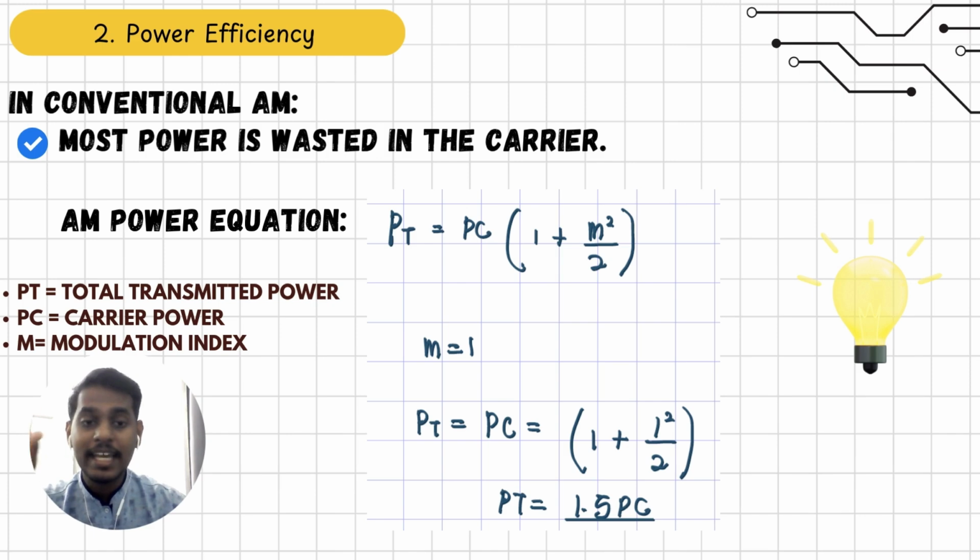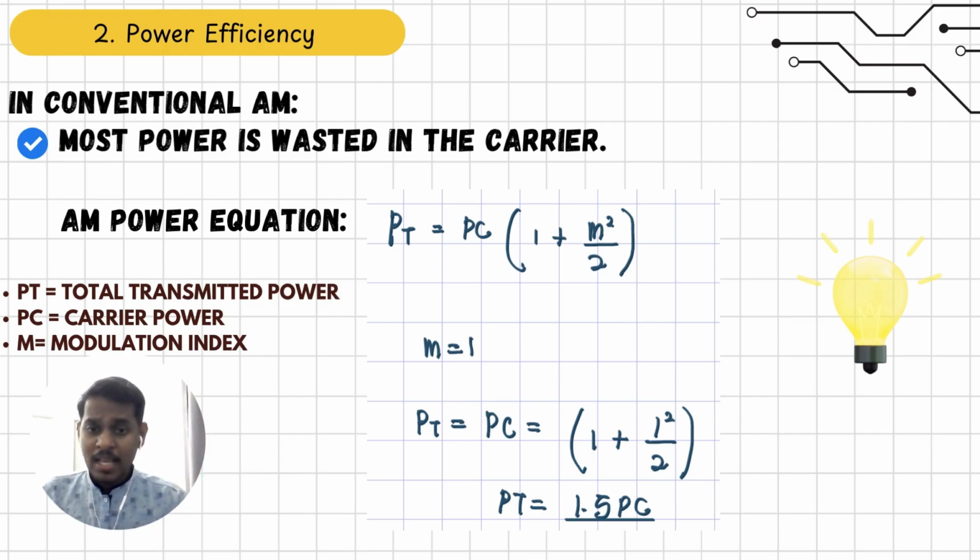To understand this, let's look at the conventional AM formula first. We have the carrier, the upper sideband, and the lower sideband. However, only these two sidebands carry the actual message or information. The carrier does not contain any information. Its purpose is only to assist the modulation and demodulation process.